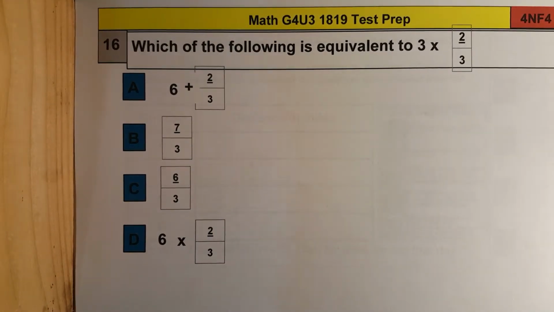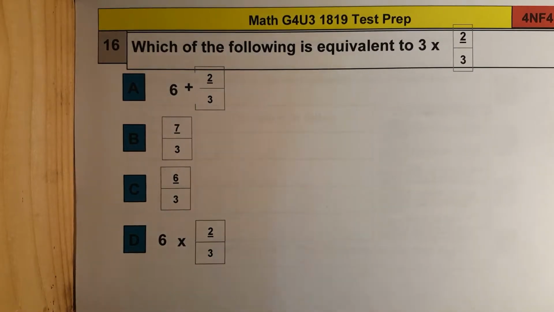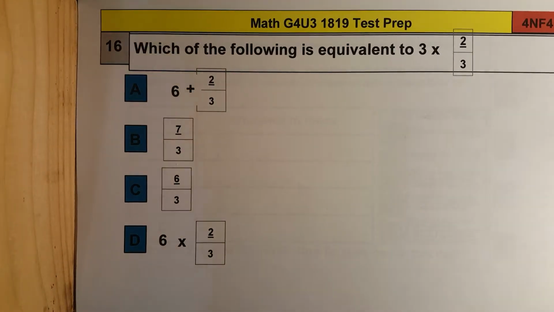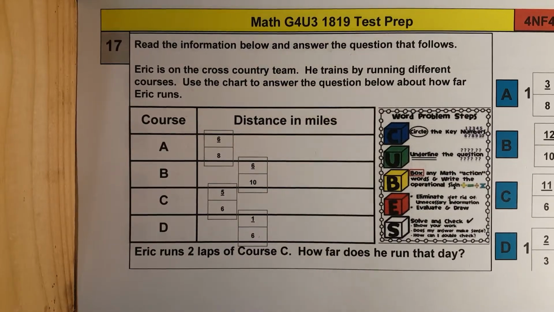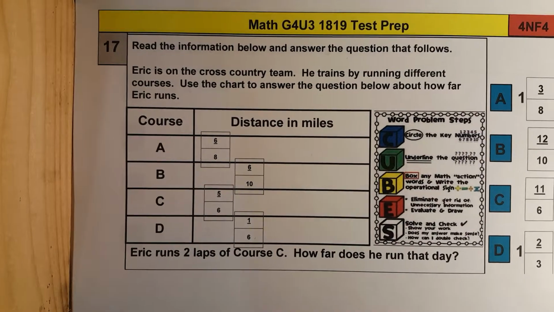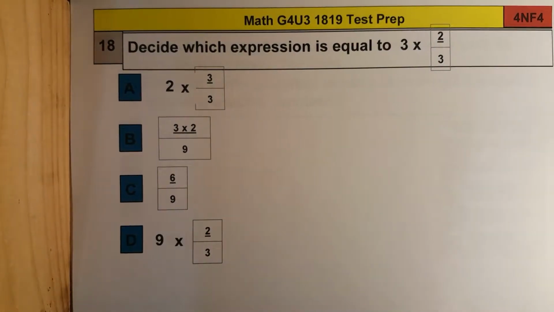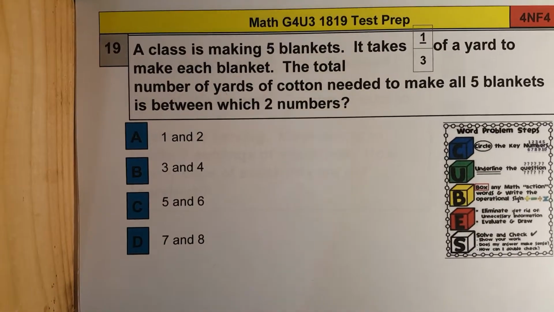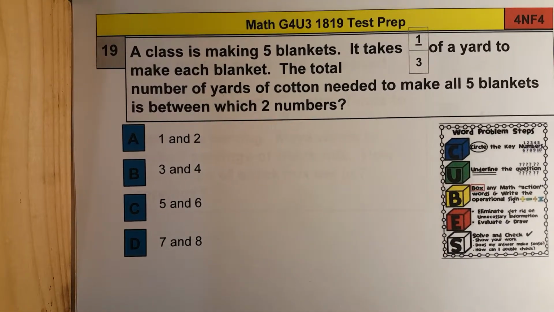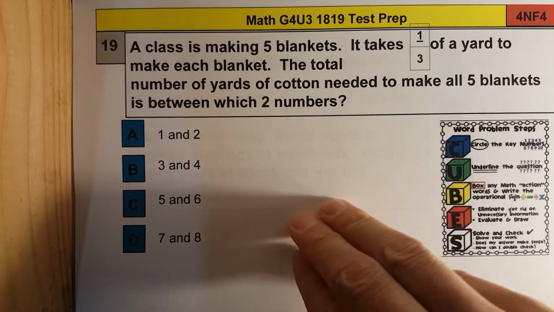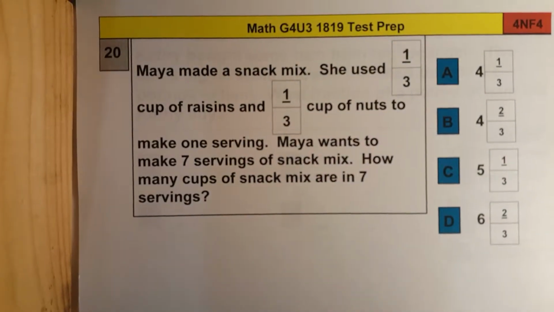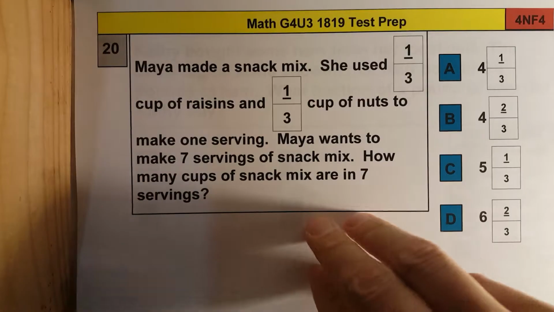Number 16, we move on to a new standard, which is 4NF4. And here you can see it's multiply a fraction by a whole number. So 16 through 20 will be all about multiplying fractions. Number 17. Number 18. Number 19. Number 20. That's it for standard 4NF4.